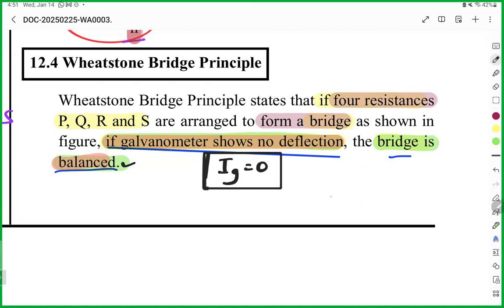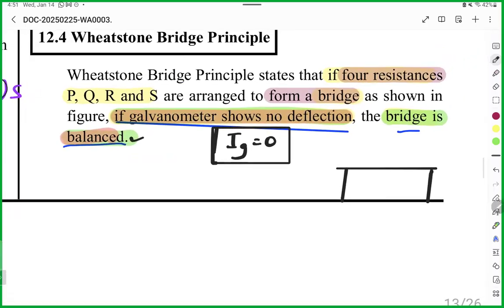It's like if you have one wall this side, another wall this side, and you are making a bridge against it, then if this bridge is balanced, it will not move. It will be stable. Same way, if Wheatstone bridge is balanced, then there will be no deflection in current. Understood? Easy as of now.